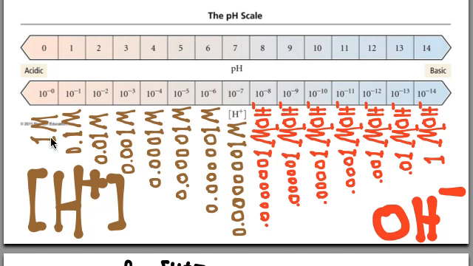This would basically be, let's see, that's to the 0. I'm confusing myself. I'm trying to figure out in my head what the hydroxide ion concentration would be over here. This is, well, let me go on.